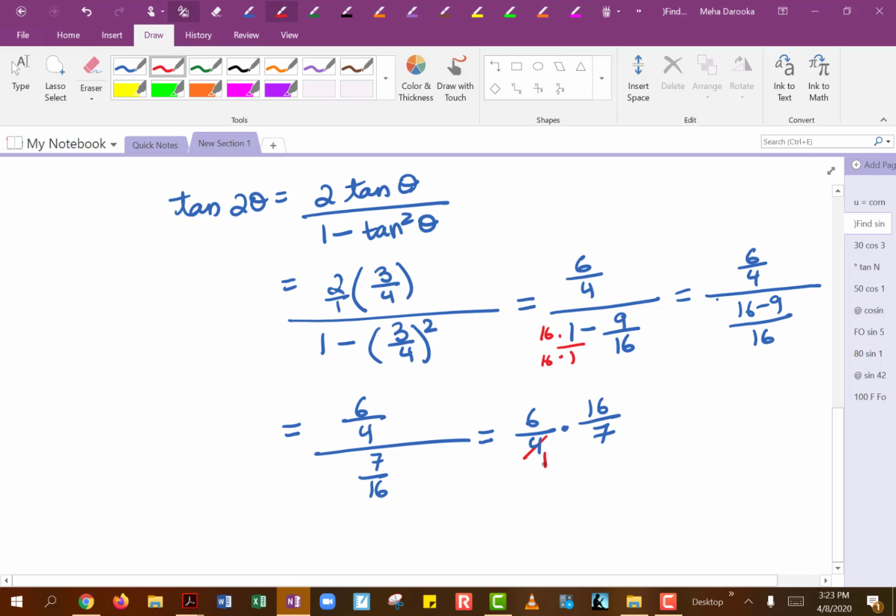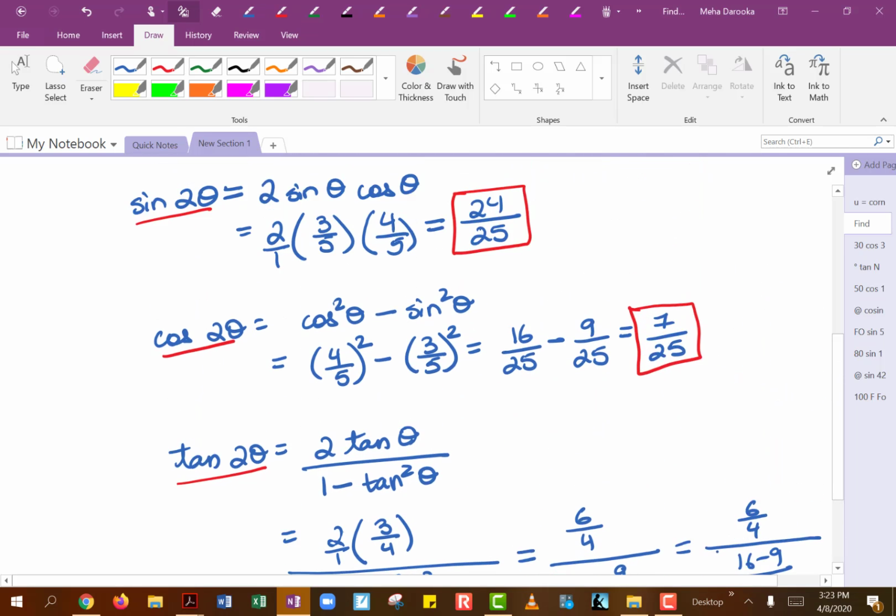So 4 will go into itself once, 4 goes into 16 4 times, and of course nothing else will cancel out. So 6 times 4 will give you 24, 7 times 1 will give you 7, and this will be our answer for tangent of 2 theta.